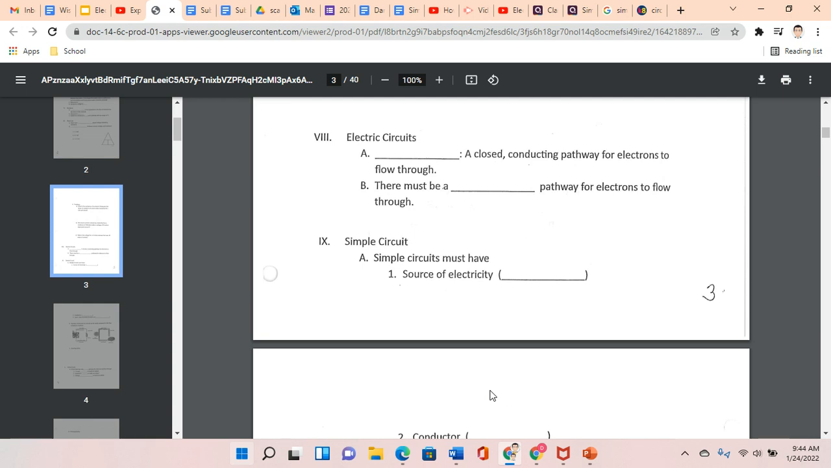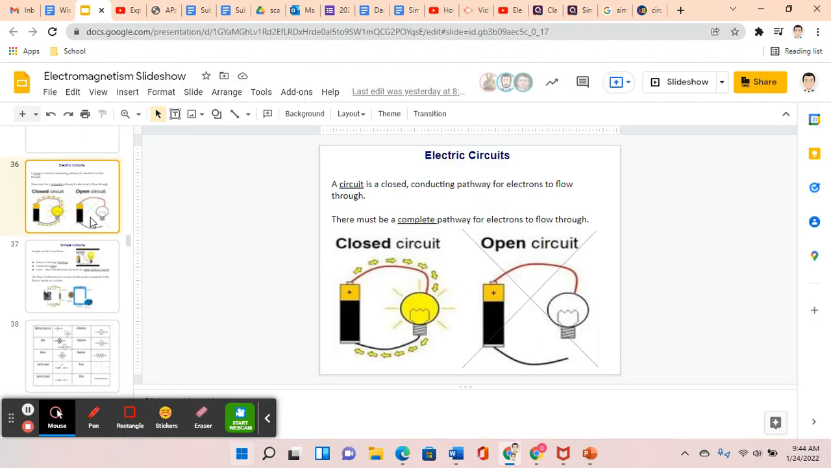This discussion is about electric circuits. We find this on page 3 of our notes, Roman numerals 8 and 9. Going to the slideshow, we're going to start at slide number 36.